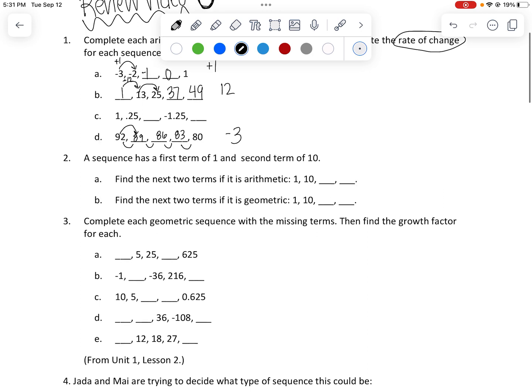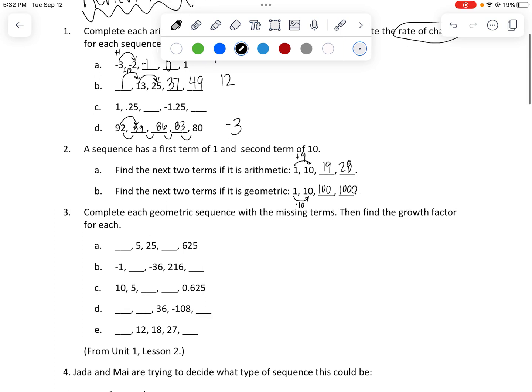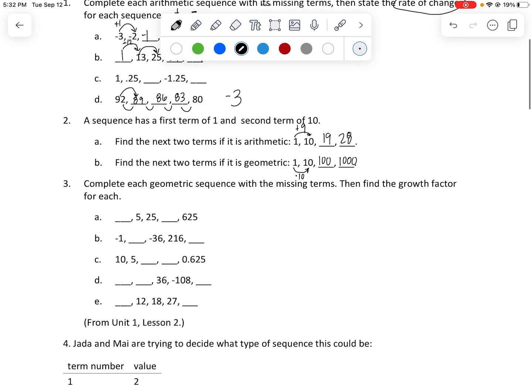Number 2, find the next 2 terms if it's arithmetic. So if it's arithmetic, right here from 1 to 10, it's got to be adding 9 to be arithmetic. So then it'll be 19 to 28. Geometric, that's when we're multiplying or dividing, which is multiplying by a fraction. Here we would be multiplying by 10 to get from 1 to 10. So the next one would be 100, and then the next one would be 1,000. And then it would keep going from there, even though there's a period.